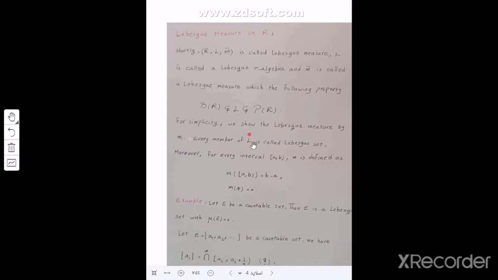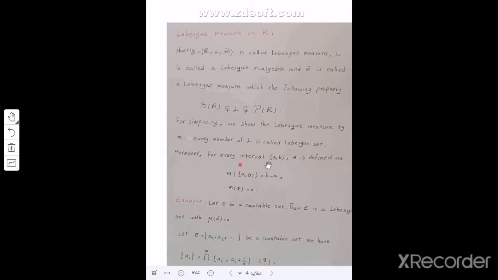Every member of the sigma algebra L is called a Lebesgue set. Every element of the Borel sigma algebra is called a Borel set. Here we see that every Borel set is a Lebesgue set, and every Lebesgue set is a subset of R.